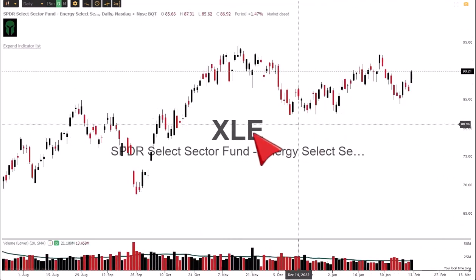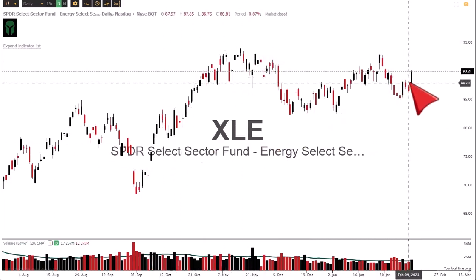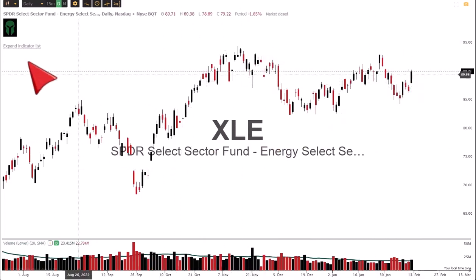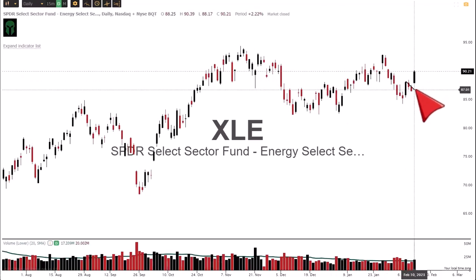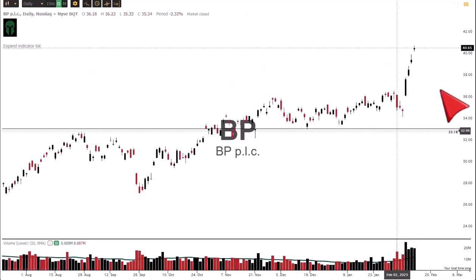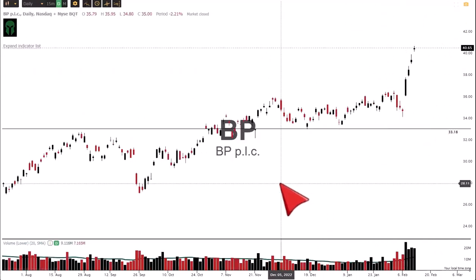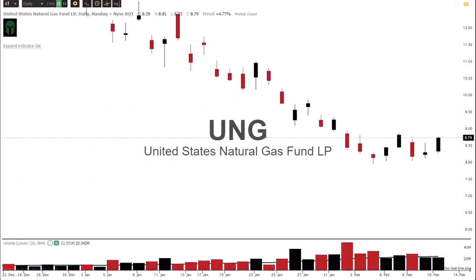So this is the energy sector. And you can see we had this huge move up, even as Putin has come out and stated that he is going to cut supply that is being delivered. A little flag here, and then we're popping up. We're seeing names like BP absolutely explode after earnings. One name I'm watching very closely is UNG.